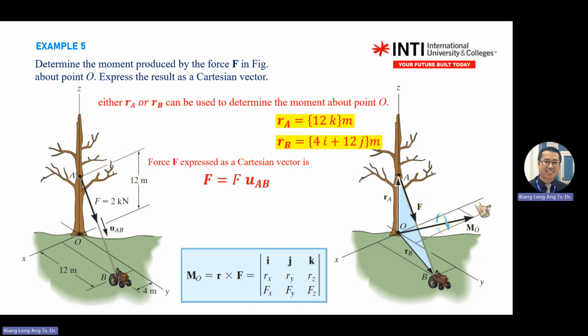So let's say your force, you're given small f. Small f means magnitude. F equal to 2 kilonewton with this direction. So you are actually solving using Cartesian vector. So your force vector equals magnitude and direction. This one is in chapter 2. We keep repeating this one, but we apply it in chapter 3. So force vector equals magnitude times the direction. How to find U? You use R to find. R vector divided by the magnitude of the R.